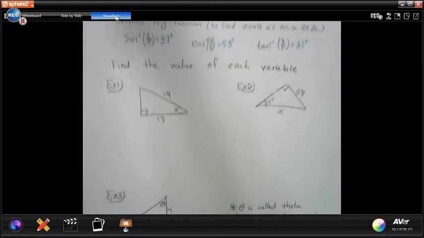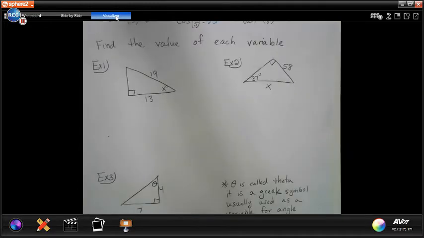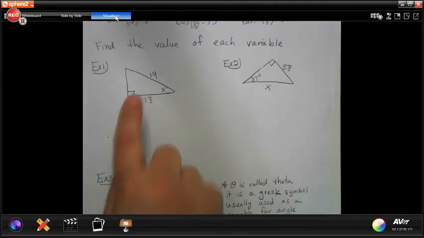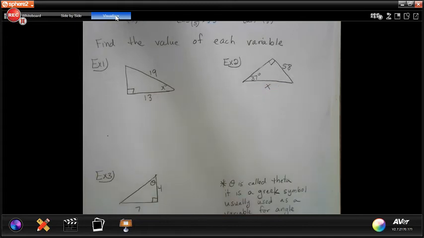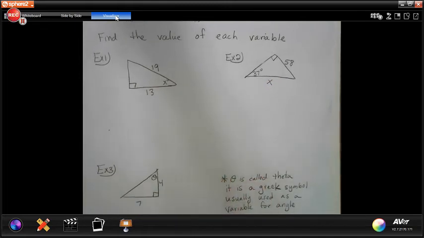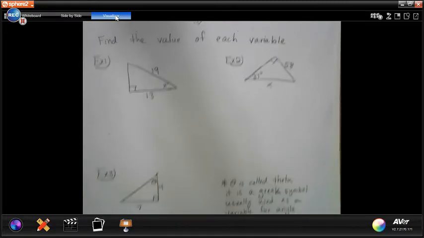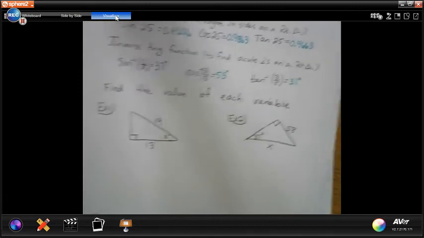Now for the examples, we have to find the variable, whatever the variable is. Now if your variable is a Greek symbol, theta, which I talked about in the SOHCAHTOA video, they use theta as a variable for an angle. Whenever you see that, it's like an O with a line through it. That's called theta. It's a Greek symbol. It's a variable for an angle. All right. So example 1.